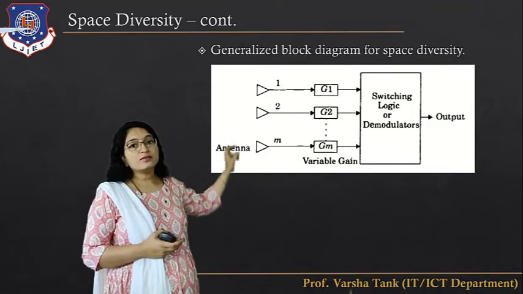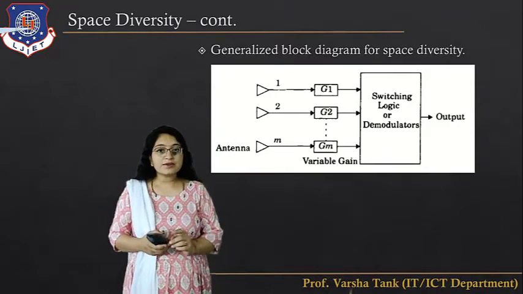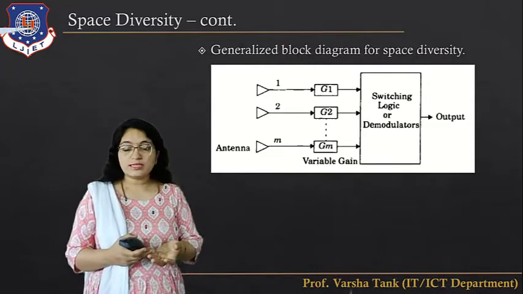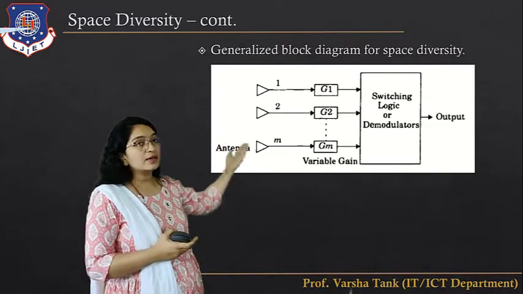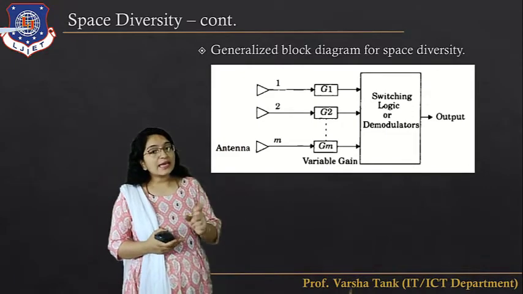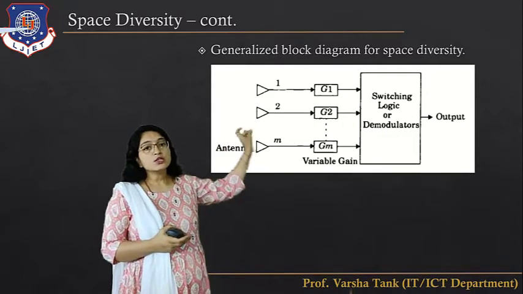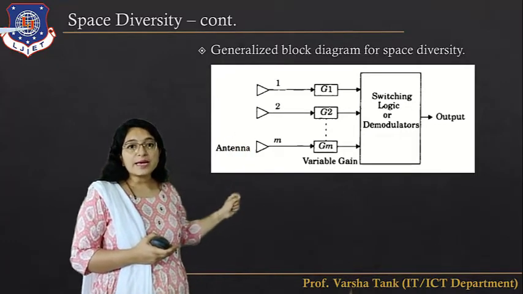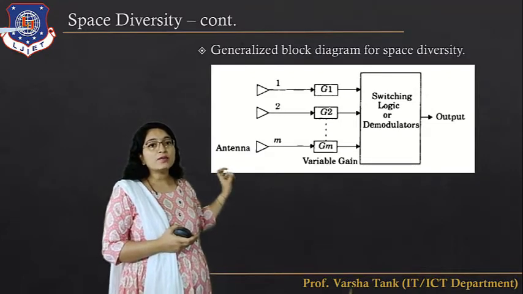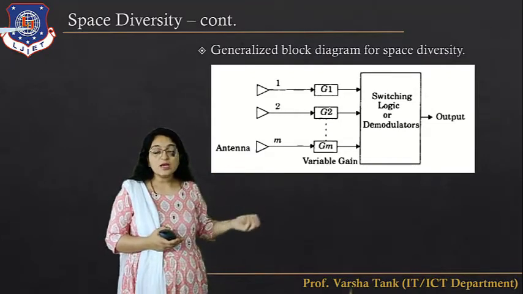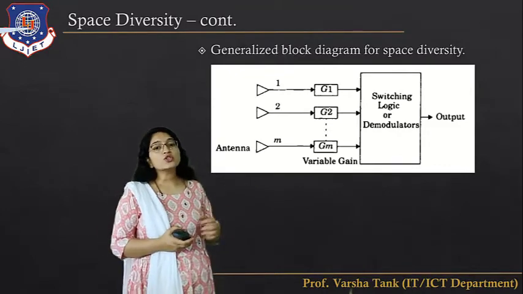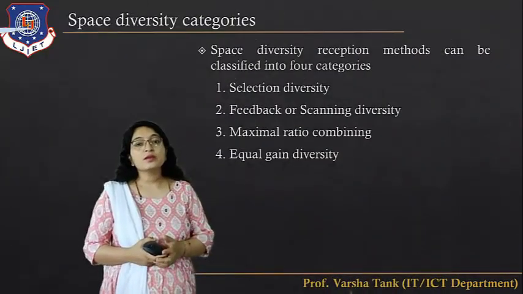So now this is the generalized figure for space diversity. Here you can see the meaning of space diversity: we are using different antennas for transmitting the same signal. The different antennas are numbered 1 to m, and the gains are independent. So gain 1, gain 2, up to gain m are the variable gains. Now switching logic or a demodulator will be used at the receiver side to decide which signal should be received. So this figure shows the space diversity.